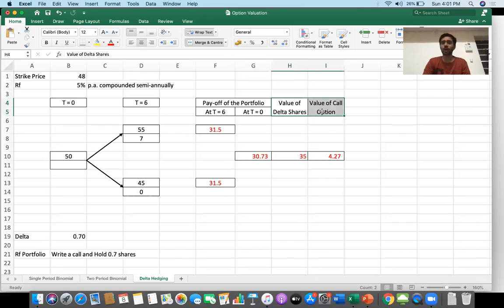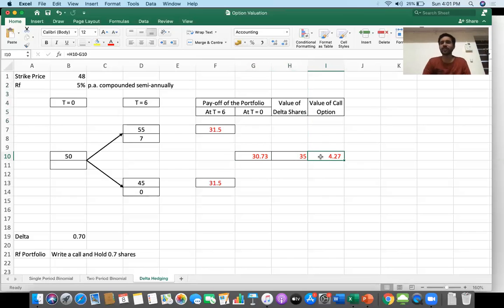The net cash outflow from buying delta shares and selling a call option, or writing a call option, selling a call option and writing a call option being the same, should be equal to the net cash outflow that was incurred for buying the portfolio. The net cash outflow that we incurred for buying the portfolio was 30.73. The cash outflow for buying delta shares was 35. So obviously the amount that I received for writing a call option is 4.27.